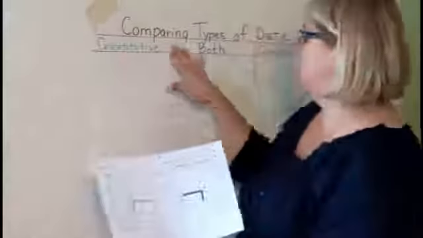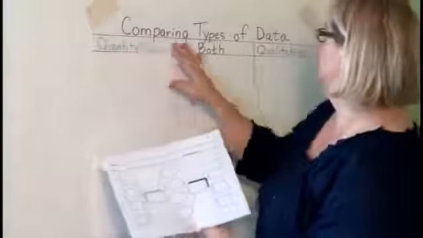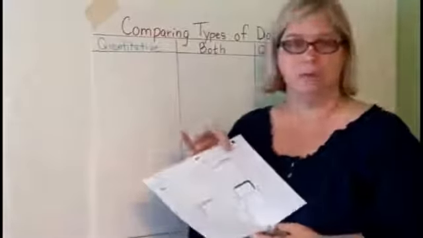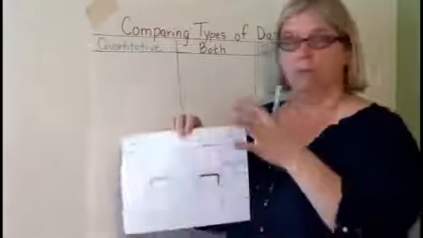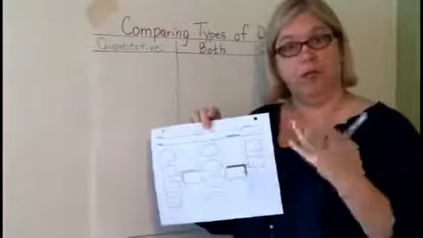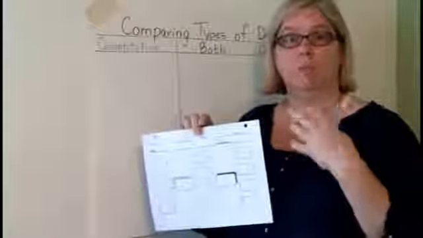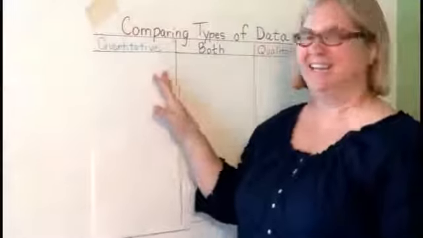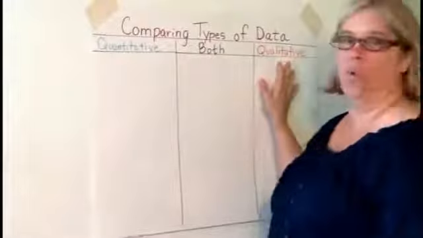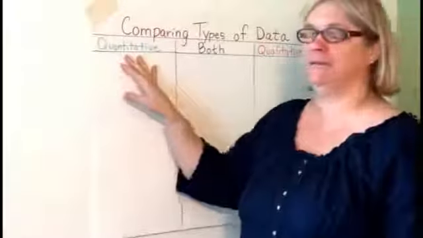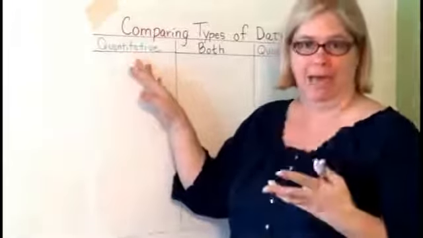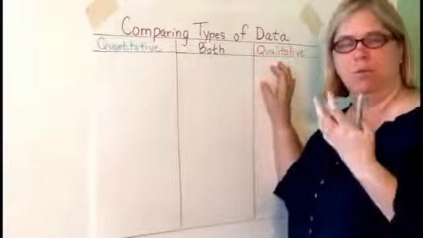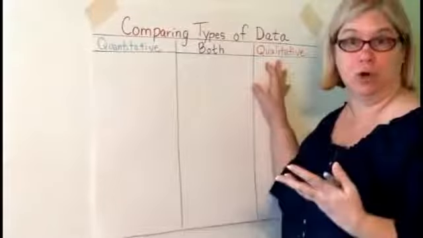The title for today, I've written it up here, is comparing types of data, because that's what we're going to be doing today, comparing the two major types of data. So you may remember, go through and fill in, pause the video if you need to, or go back and watch it again, whatever works best for you. The two types of data are quantitative and qualitative. Quantitative, think of quantity, think of numbers, think of math. Qualitative, think of quality, the quality of something. It's more words, it's descriptive, it's like language arts.